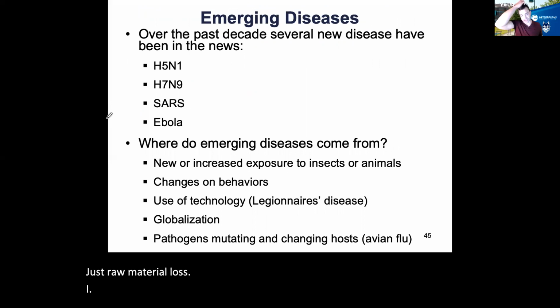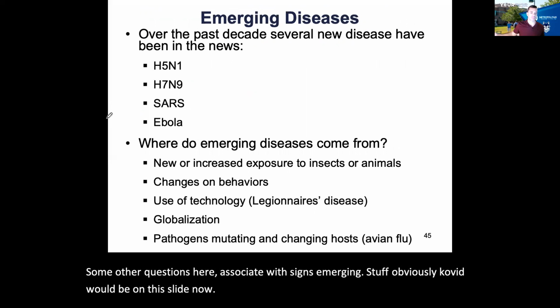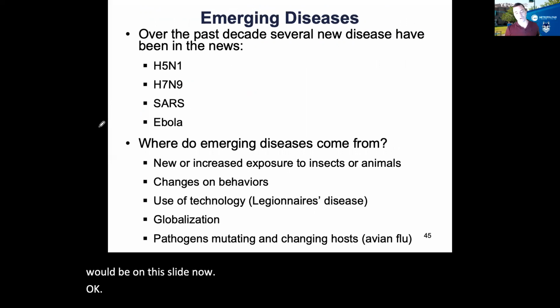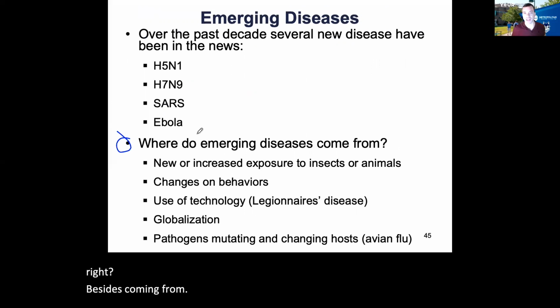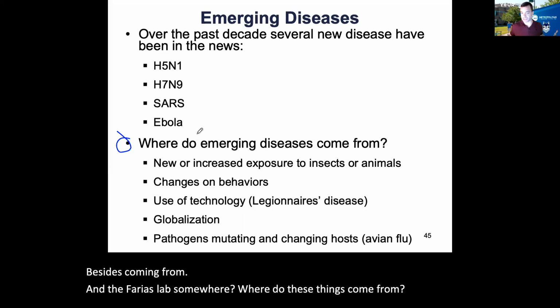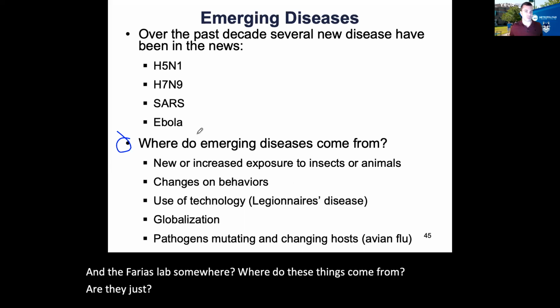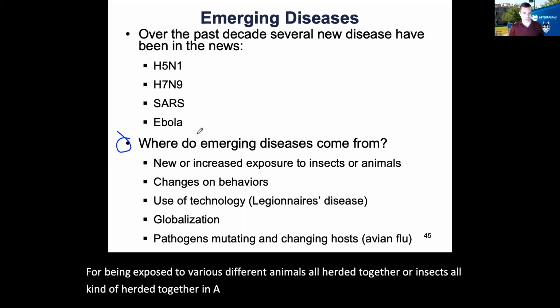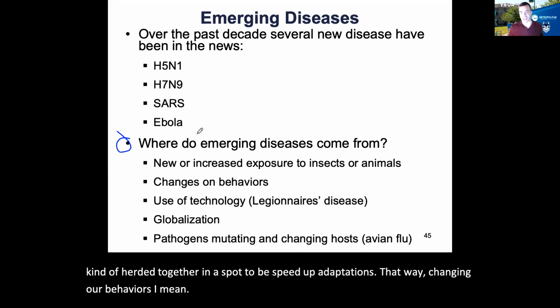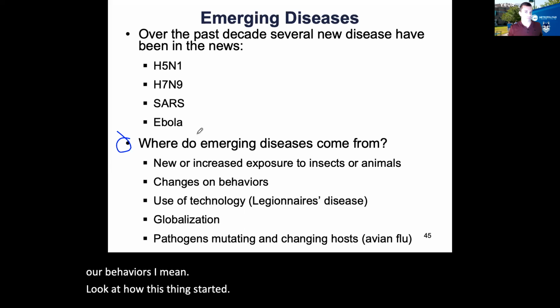Some other questions here are associated with science, emerging stuff. Obviously, COVID would be on this slide now. Where do these emerging diseases come from? To me, this is the most fascinating thing, right? Besides coming from a nefarious lab somewhere, where do these things come from? Are they just from being exposed to various different animals all herded together, or insects all herded together in a spot? Do we speed up adaptations that way? Change in our behaviors? Look at how this thing started overseas in China.